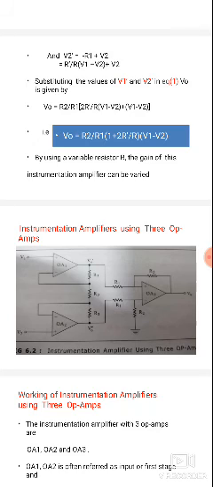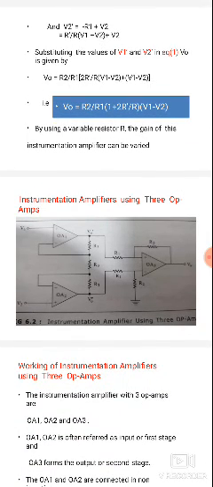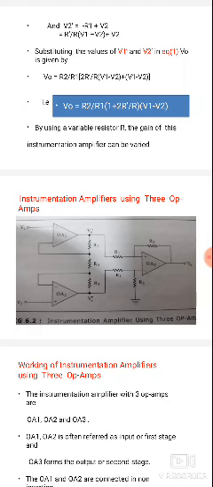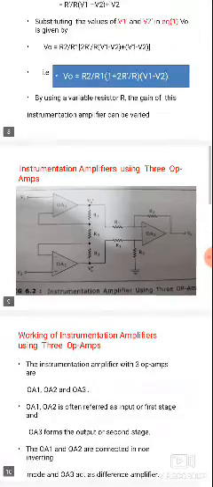By using the variable resistor R, the gain of the instrumentation amplifier can be varied. Here R is the variable resistor. By varying the variable resistor R, the gain can be varied.